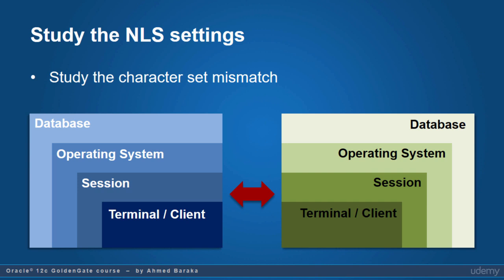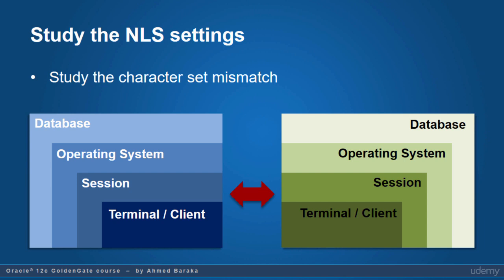NLS stands for National Language Support, and NLS settings are used in Oracle database to support the native languages and territories, local formats for date, time, numbers, and currency. Most NLS settings can be defined in multiple levels: database level, operating system, session, or at client levels. Golden Gate can be considered as a database client, and you can configure its own NLS settings in it. The most important NLS setting in a database is the character set encoding.